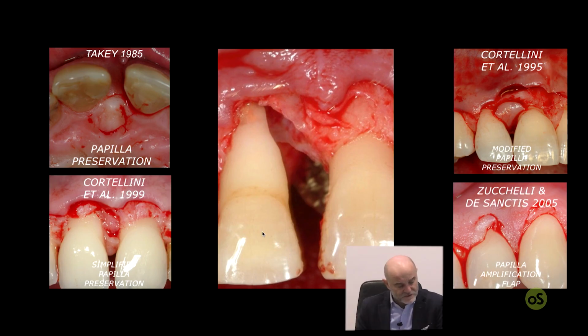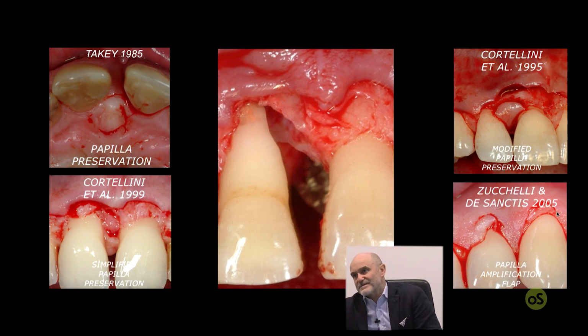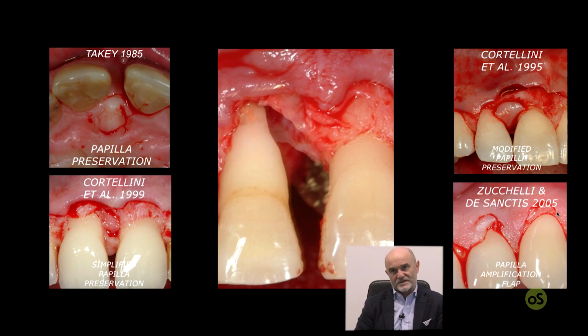Or there is also an approach which is limited to the area where there is no isthmus, so there is no continuity between the buccal and the palatal flap. There you can increase the dimension of the papilla by making a submarginal incision at the level of the two adjacent teeth, so you have a longer papilla that, thanks to the coronal advancement of the flap, can reach the palatal aspect and close everything by first intention.